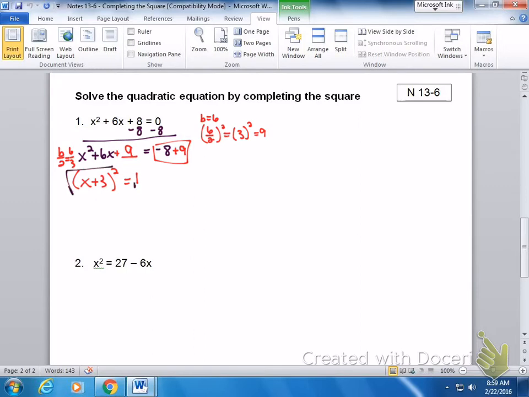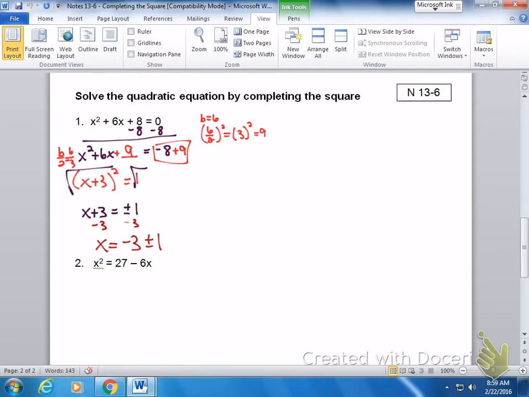Now take the square root of both sides. That takes out the squared and leaves me x plus 3. I can take the square root of 1, it's 1, but remember it's plus or minus 1. Now we can do our last step. We can subtract 3 from both sides. So I get x equals negative 3 plus or minus 1.